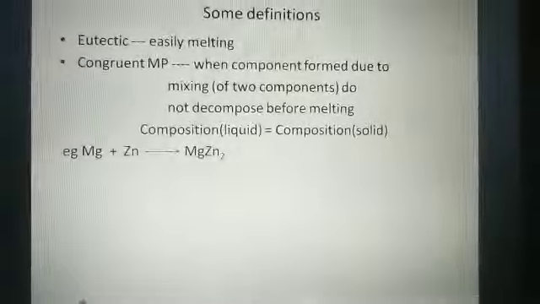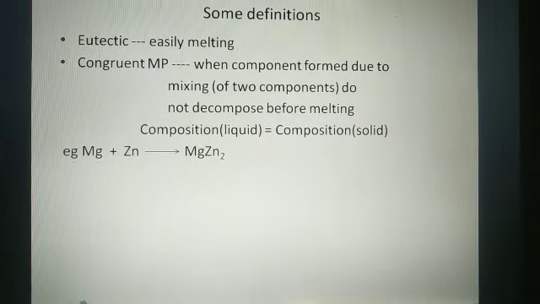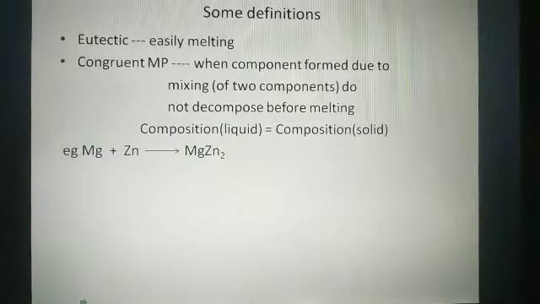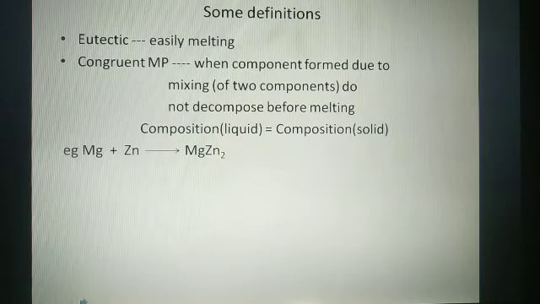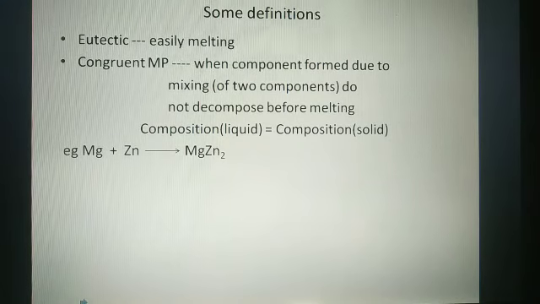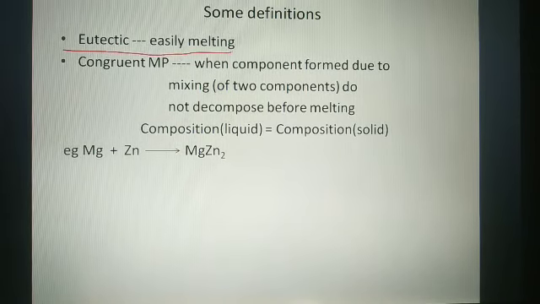Let us discuss some examples regarding the two component system. So before moving to that, some definitions are here. What is the eutectic point? Eutectic point means it is easily melting, that is termed as the eutectic.